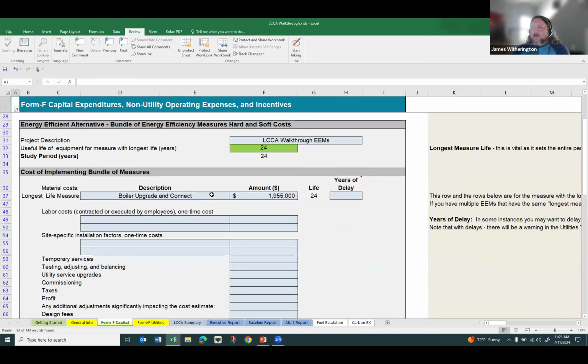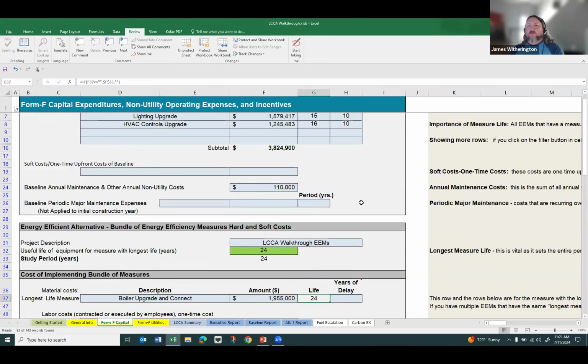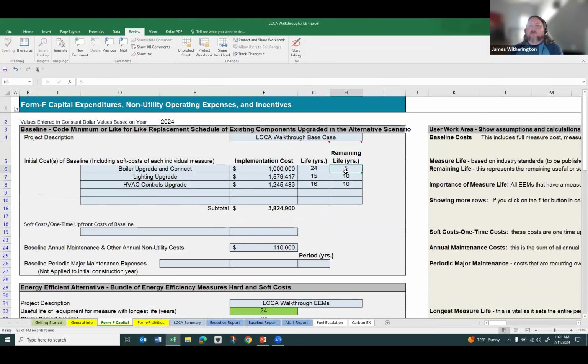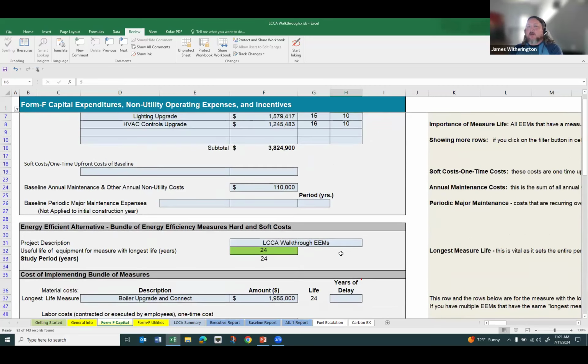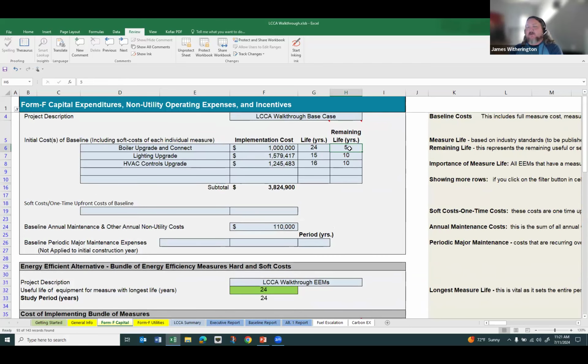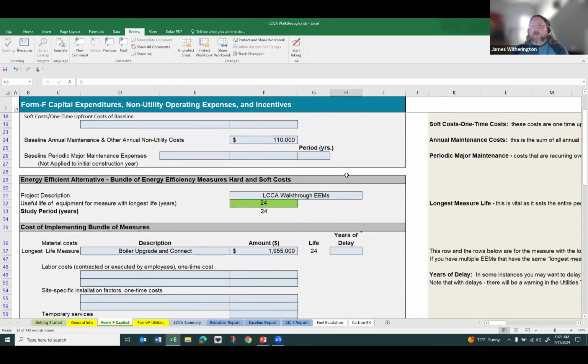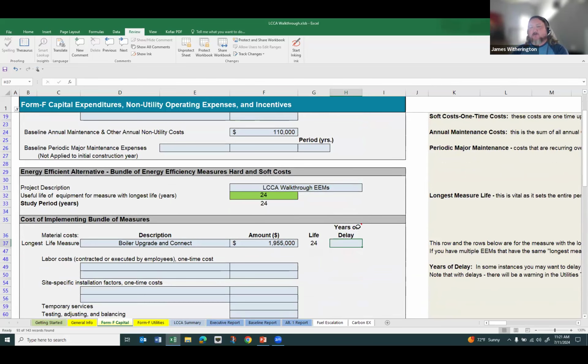So in this case, the measure that had the longest measure life is the boiler upgrade and connect for your alternative. And so it included the project description, the amount, and the life. The years of delay function. In some instances, you may want to have delayed implementation. And where this really ties into, if you scroll up above here, like for this boiler upgrade and connect, let's say, for example, instead of replacing in year 1, which is the way it's set currently, you wanted to delay it by 5 years. So that way you're replacing the boiler once the existing boiler is no longer serviceable or useful. You would put that 5-year delay here. So you put 5 here.